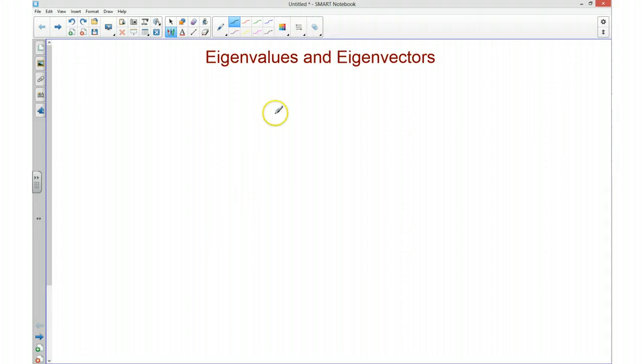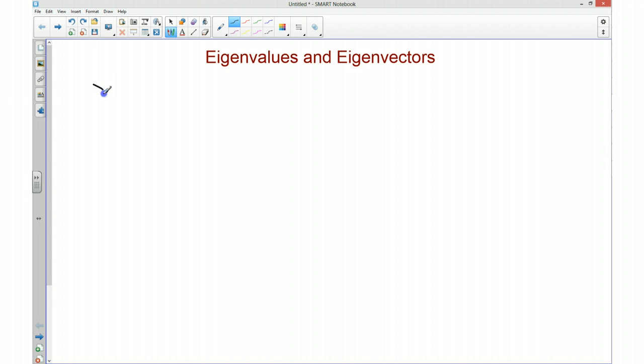Hi, in this lesson we're going to be looking at eigenvalues and eigenvectors. We're going to start off by trying to get an idea and a sense as to what eigenvalues and eigenvectors are. But there's lots of ways of thinking about eigenvalues and eigenvectors. We're going to take the transformations approach of thinking about this.